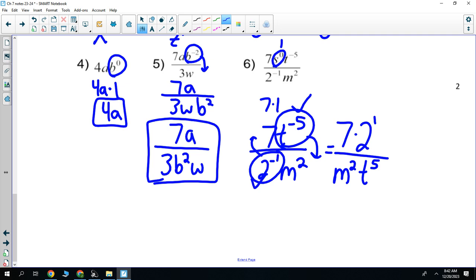Now, the only thing left to do is the top is 7 times 2 to the 1st. Those are just numbers I can simplify. 2 to the 1st is 2. 7 times 2 is 14. So I end up with 14 over m squared t to the 5th.